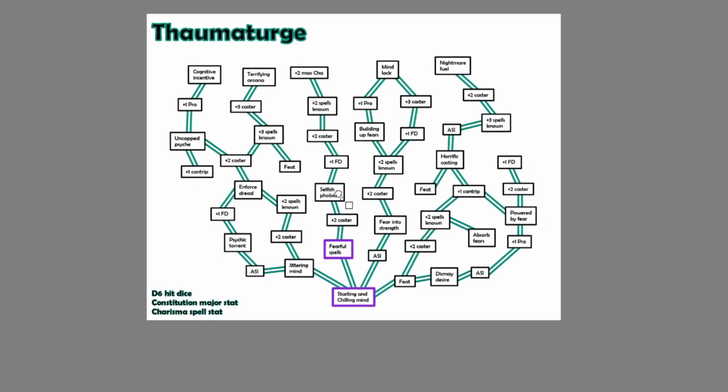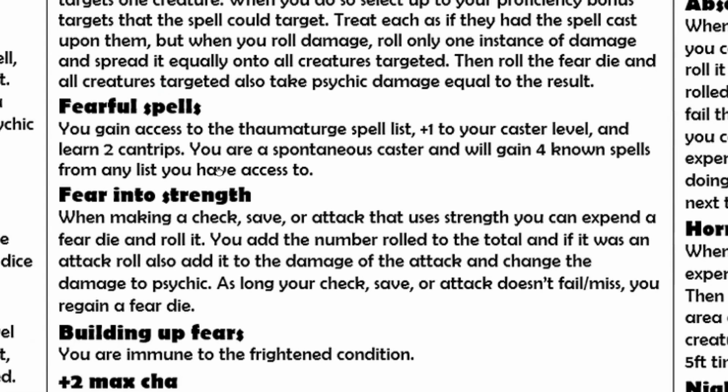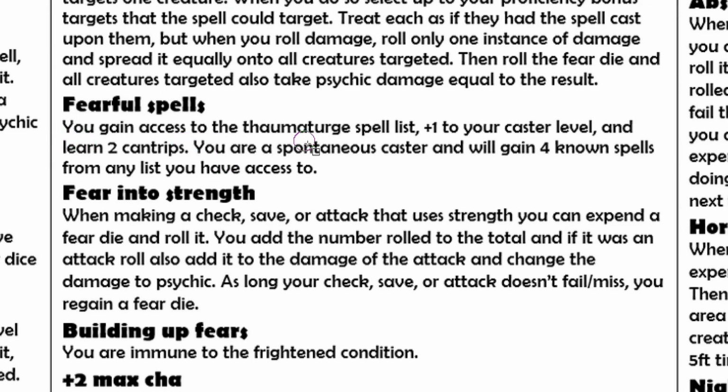The other thing we picked up was fearful spells on the Thaumaturge skill tree. This says that we gain access to the Thaumaturge spell list. We get a +1 to our caster level, and we learn 2 cantrips. We're considered a spontaneous caster, and will gain 4 known spells from any list we have access to. What did any of that mean, you might be asking, because it's not necessarily easy to understand if you don't know the system yet, but I'm going to break it down for you.